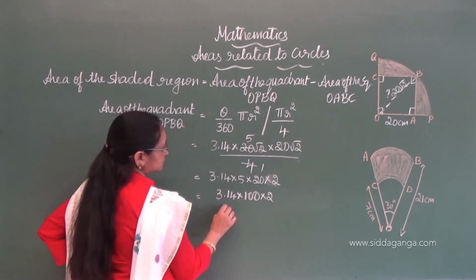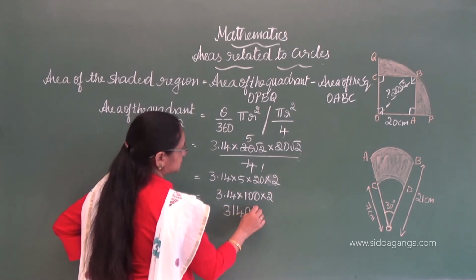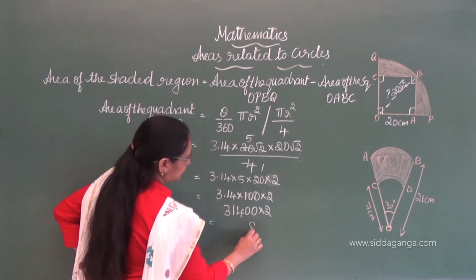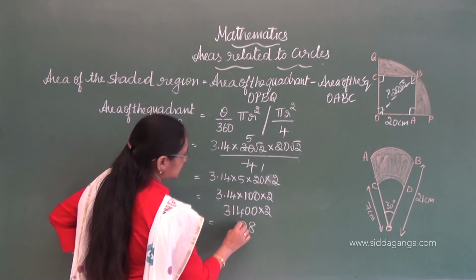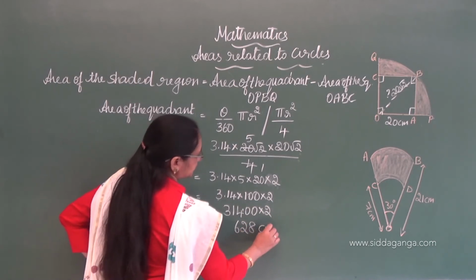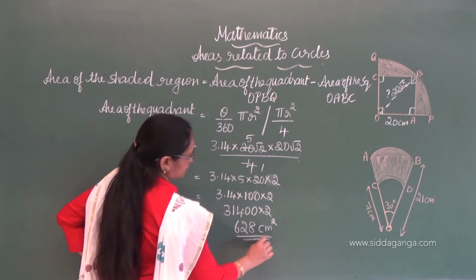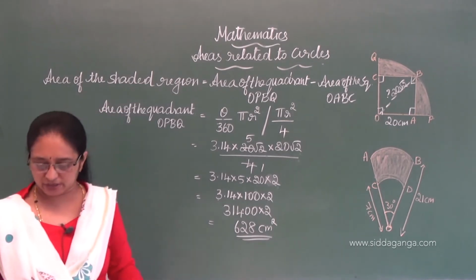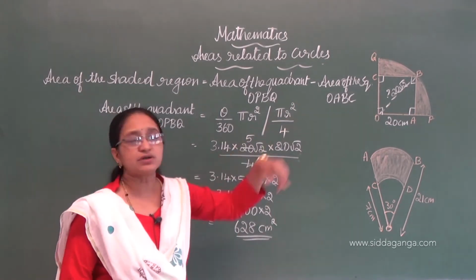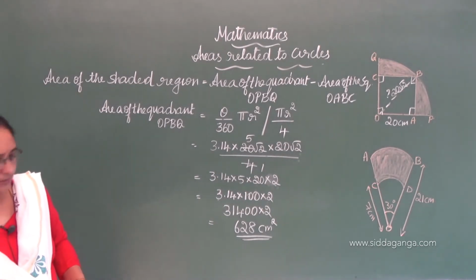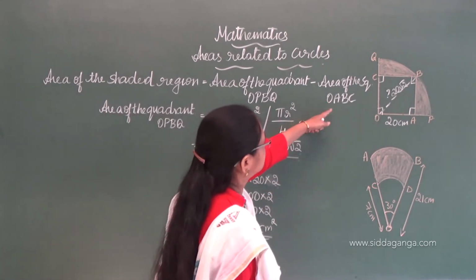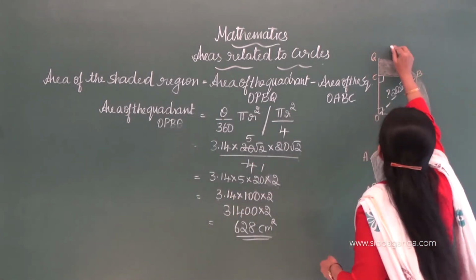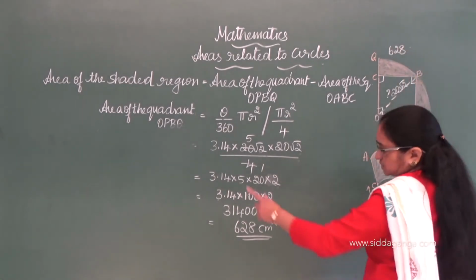So 5 into 20 is 100, and 3.14 into 100 is 314, into 2. So this will be 2 fours are 8, 2 ones are 2, 2 threes are 6, so 628 centimeter square. So this is what? This is the area of the quadrant. Now let us find out the area of the square over there. Let us write 628 here, because I am going to rub the board now.